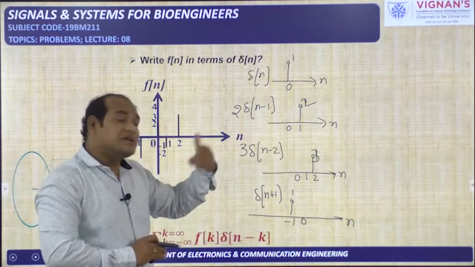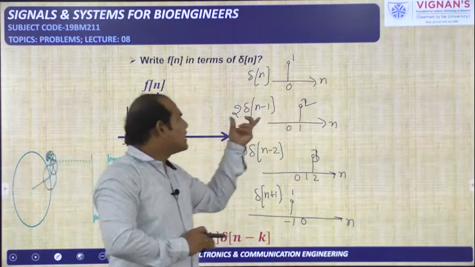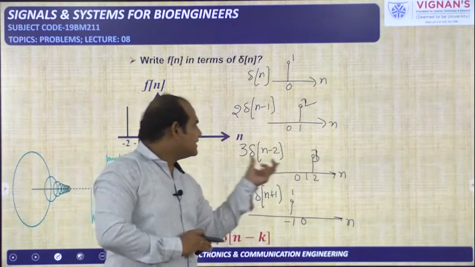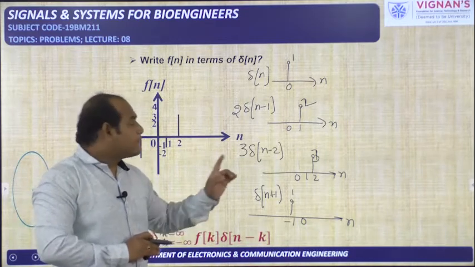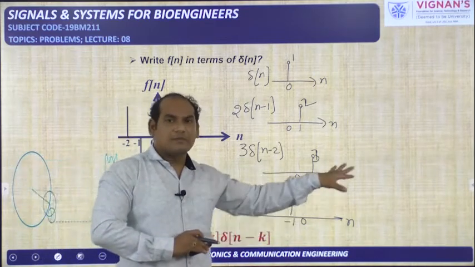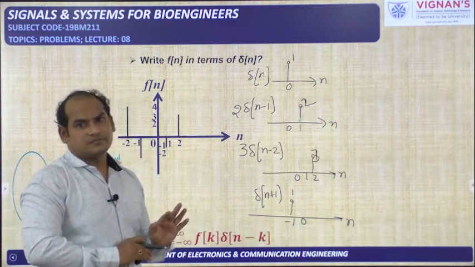And the sample amplitude can also be anything. It may be 1, simply del of n. It may be 2, 2 times del of n minus 1. It may be 3, 3 times del of n minus 2. So one thing we have to remember, the sample can be available at any time, that may be on the positive side or negative side. The sample amplitude can also be anything.